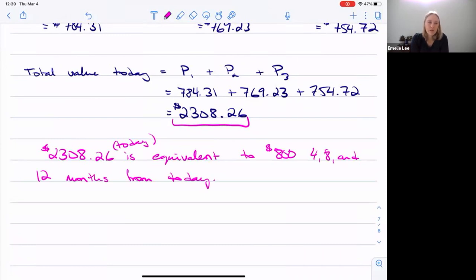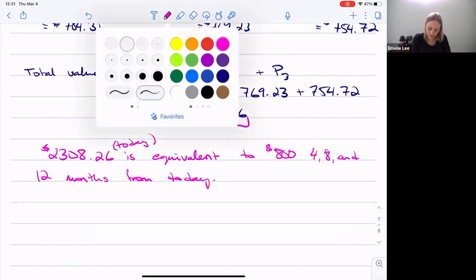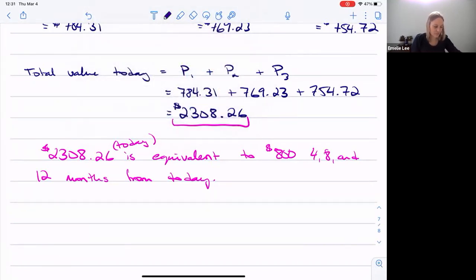And that's what we call the time value of money, because over time our money grows, and so that's what we need to take into account with the interest. Because if you just did 800 times 3, that's 2,400, but that's not how much it's worth today. So you want to keep that clear.